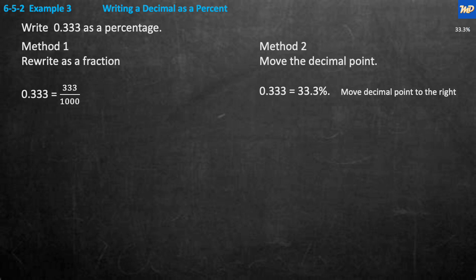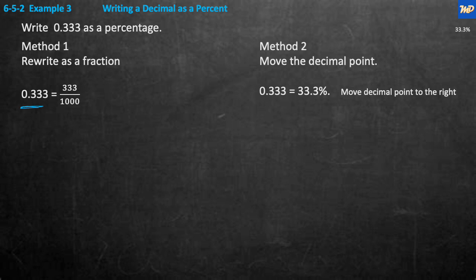Okay, example 3, writing a decimal as a percentage. So write 0.333 as a percentage. What we're going to have to do is, in essence, multiply this by 100. Method 1 was rewrite as a fraction. So here it is. 0.333 rewritten as a fraction is 333 over 1,000. Because you have thousandths, you have to have thousands as the denominator.